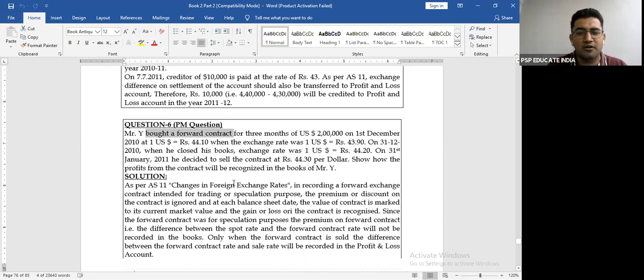So Mr. Y has bought a contract for 3 months of 2 lakh dollars on 1st December 2010, when the rate was 44.10 and the exchange rate was 43.9. On 31st December 2010, when he closed his books, the exchange rate was 44.2. 31st March का रेट कितना है? 44.2. On 31st January, he decided to sell the contract at 44.3. करना क्या है क्वेश्चन में? Show how the profit from the contract will be recognized in the books of Mr. Y.